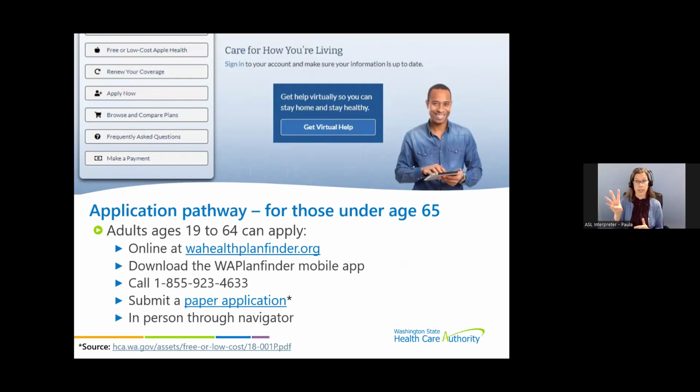And they can apply online going to wahealthplanfinder.org. They can also download the Health Plan Finder mobile application. They can call the number that's on the screen. They can also submit a paper application, or they can also go in person and see a navigator to assist them with the application.